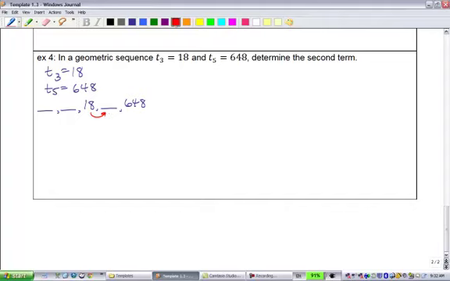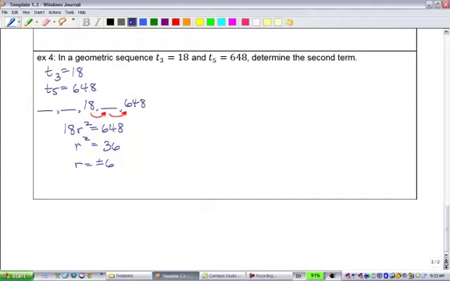If we take a look, we have 2 hops along our sequence here, so that's going to be r squared. We can write out a little formula. 18r squared is equal to 648. If we divide by 18, r squared is going to be 36, and r is 6, but don't forget that it should have been plus or minus. Again, we've taken the square root.